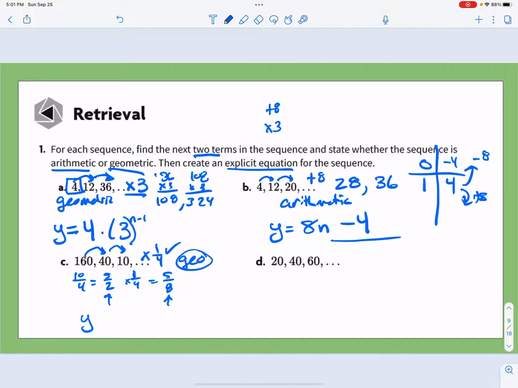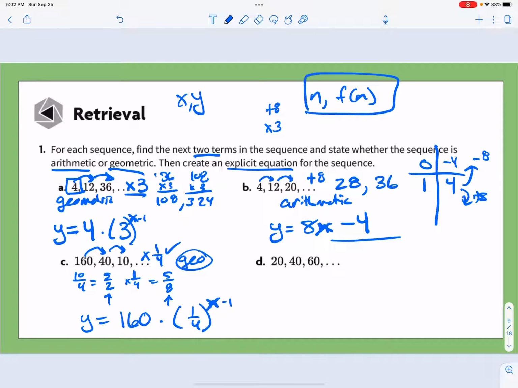And so then for our equation, we would say y equals the first value times what we're doing, 1/4 to the n, or x minus 1. So we could say n minus 1, x minus 1, whichever one you want to use there. Probably in this case, since we're using y, we would say x, just to stay consistent. Probably should come back over here, make that an x as well, and make this an x as well. Once you switch to x and y, we should do that there. Before we were doing f of n and n. So once I switch to y, I should stick to x and y.